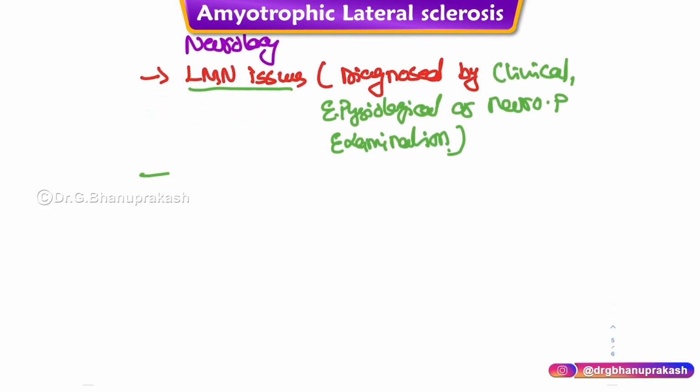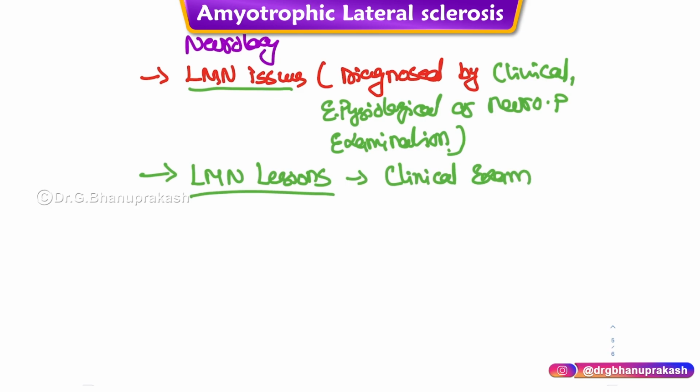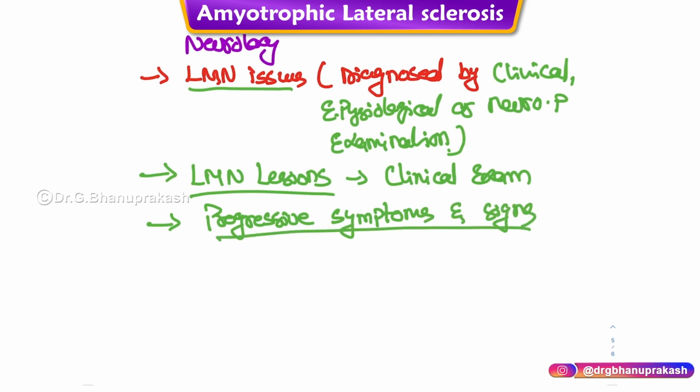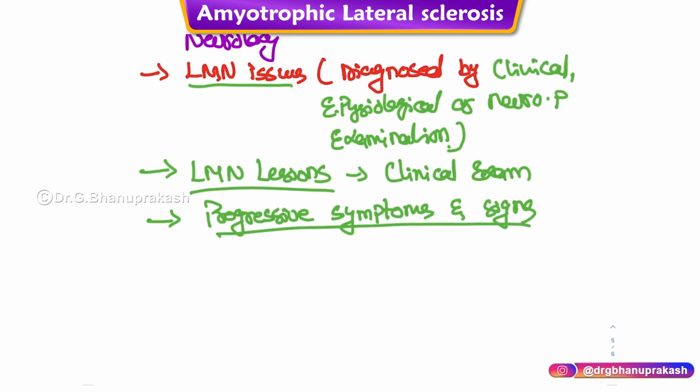And the second criterion will be evidence of upper motor neuron lesions, which must be diagnosed by clinical examination. And last will be progressive signs and symptoms. So the disease must be progressive, and progressive symptoms and signs must be evident. So this is the diagnostic criteria, guys.